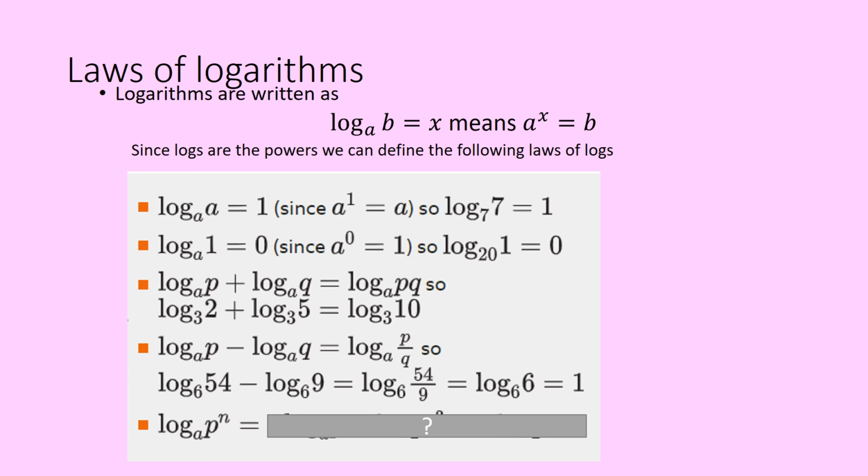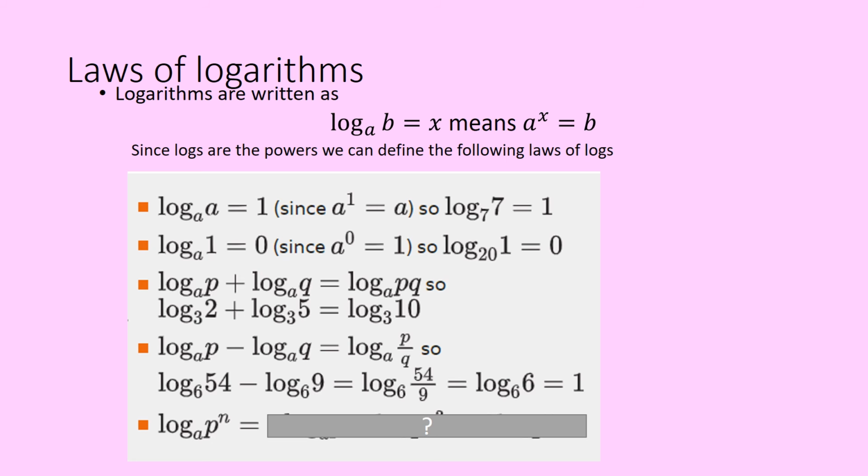And finally, log base a of p to the power of n. So this is where we're going to be thinking of the law of indices. When we raised a power to another power, we ended up multiplying. So by the same logic, log base a of p to the power of n, that n ends up as a multiplication.